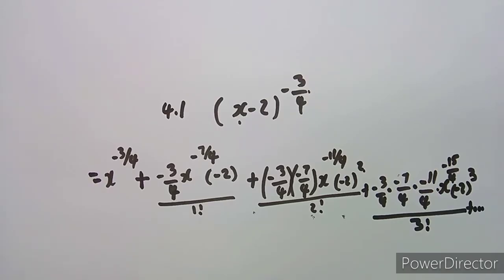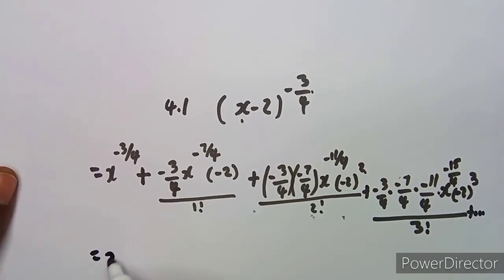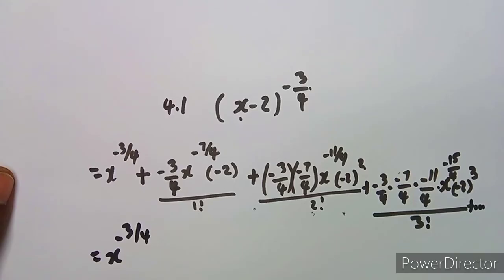So let's first simplify before we talk of positive exponents. Let's just simplify and see what you're going to have there. All right, so the first part is going to remain as it is. There's nothing that I can do for now: x to the exponent of -3/4.